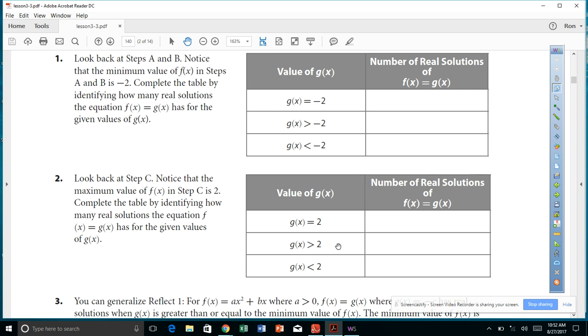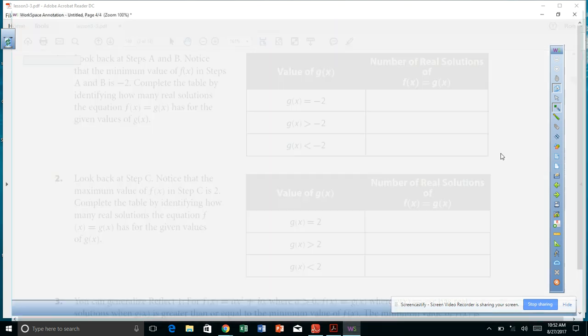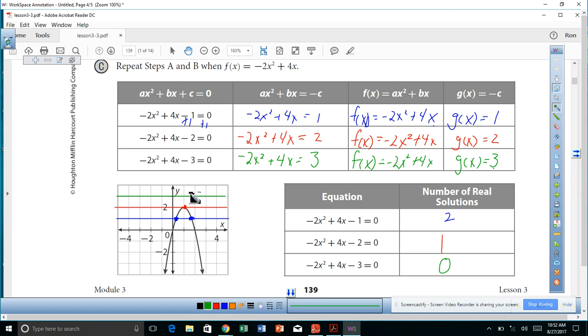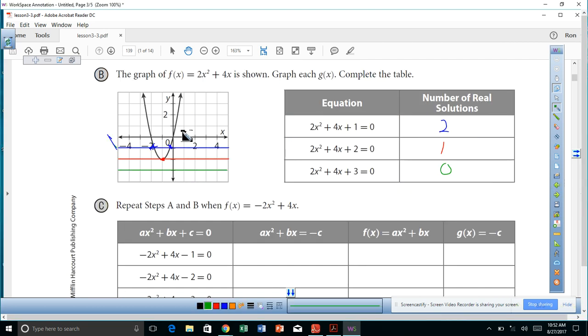So let's look back here. If it equals negative 2, there is 1 solution. If it's greater than negative 2, if it's up here, that means it's going to cross at least twice. And if it's less than negative 2, it means it won't cross at all.